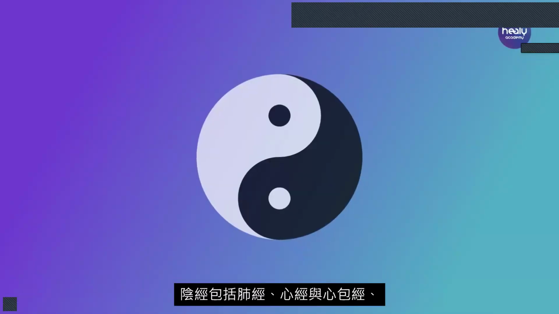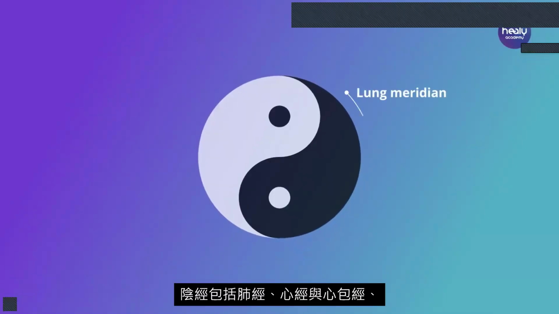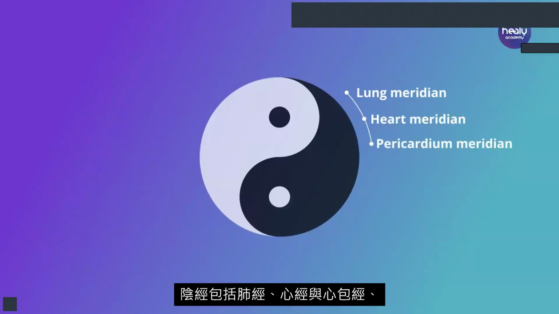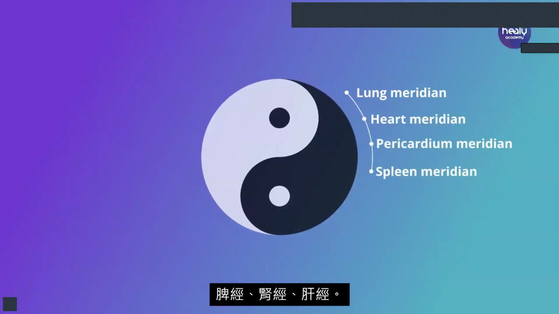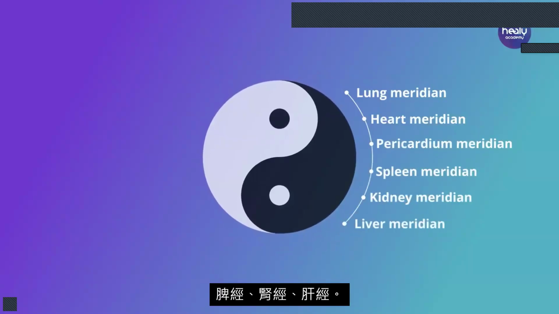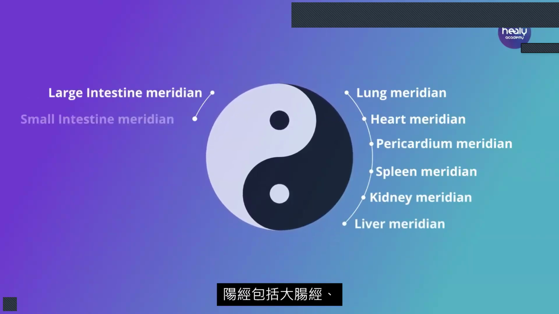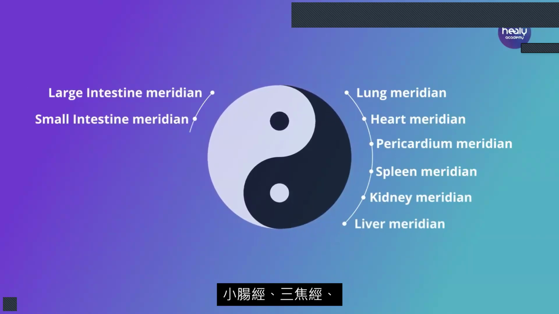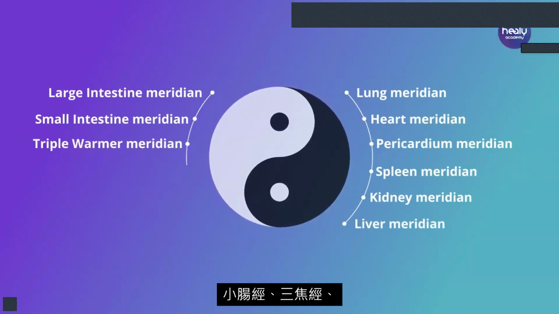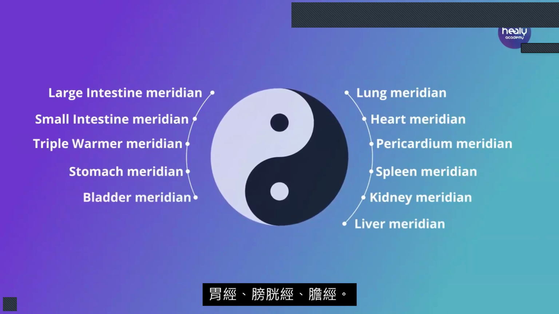The yin meridians are lung meridian, heart meridian and pericardium meridian, spleen meridian, kidney meridian, and liver meridian. The yang meridians are large intestine meridian, small intestine meridian, triple warmer meridian, stomach meridian, bladder meridian, and gallbladder meridian.